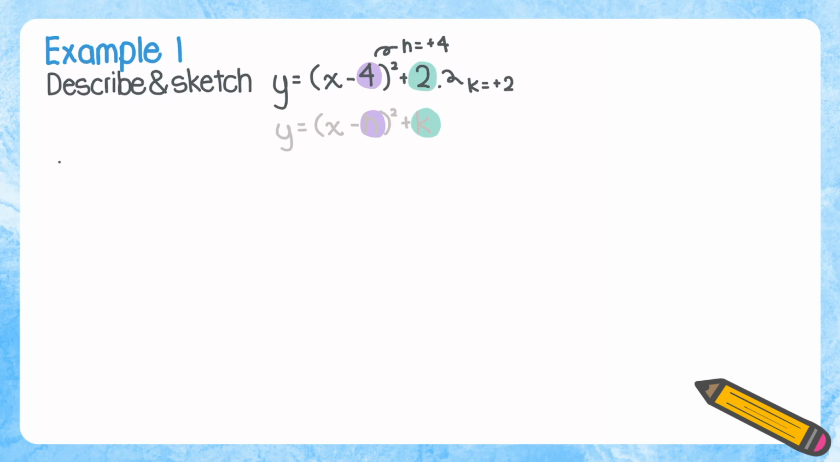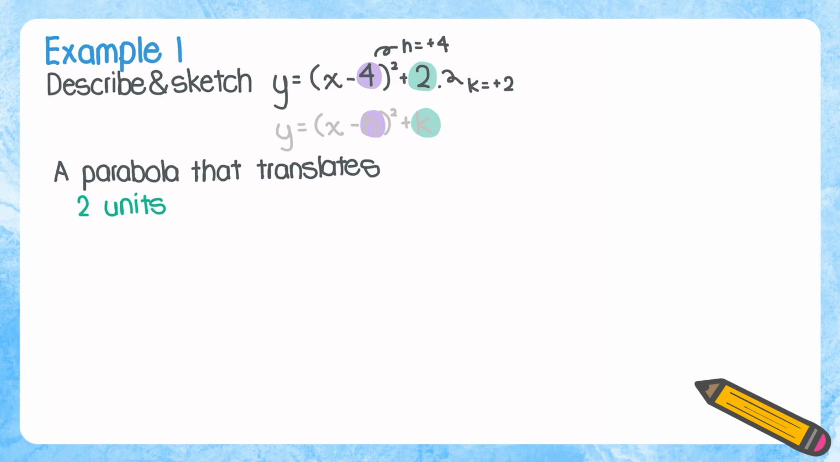So let me write the description out. I have a parabola that translates, and then you ask yourself, what do these h and k values mean? So looking at k equals positive 2, I know that we're translating 2 units upwards, and the h value tells us we're translating 4 units to the right.